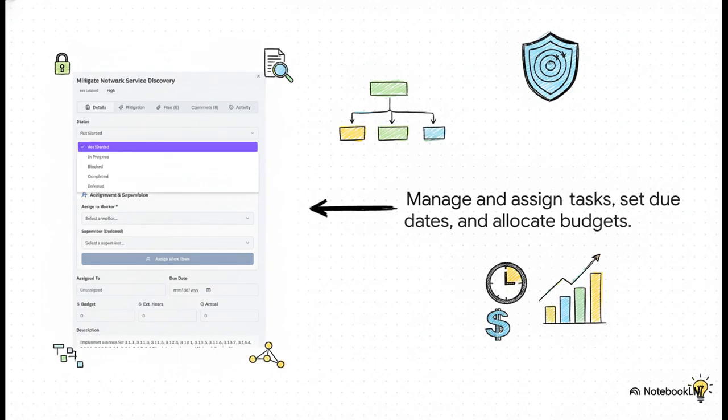And a plan is obviously useless if you can't manage it. So, right inside each work item, you have all the project management tools you'd expect. You can assign the task to a specific person and a supervisor, set a due date, and even allocate a budget and the estimated hours. It's all in one place, keeping everything organized and making sure everyone's accountable.